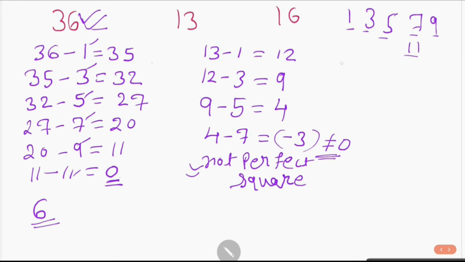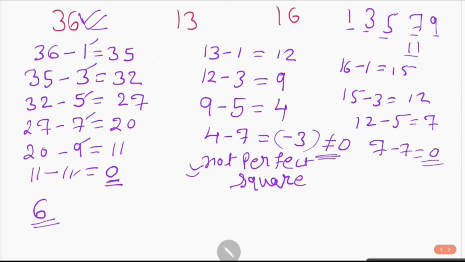Like that we can also check 16. 16 minus 1 is 15. 15 minus 3 is 12. 12 minus 5 is 7. 7 minus 7 is 0. We get 0. And how many numbers? 1, 2, 3, 4. 4 odd numbers have been subtracted, and then we get 0. So 16 is a perfect square. In 4 steps we get 0, so 16 is a perfect square of 4.